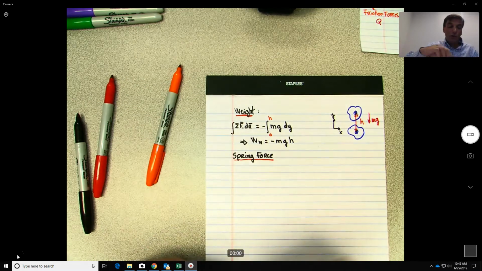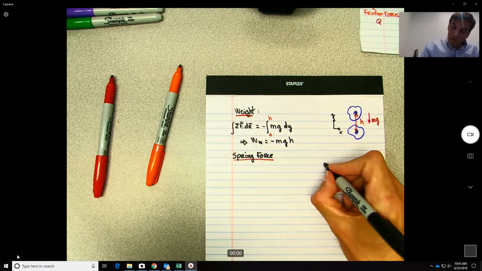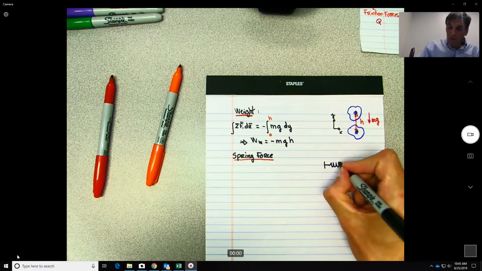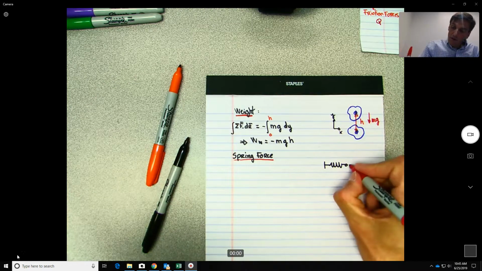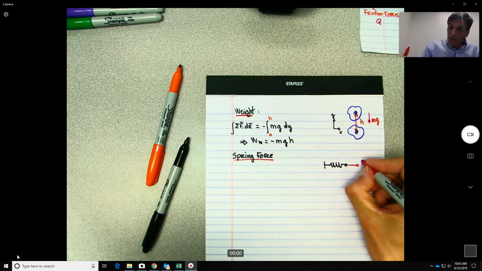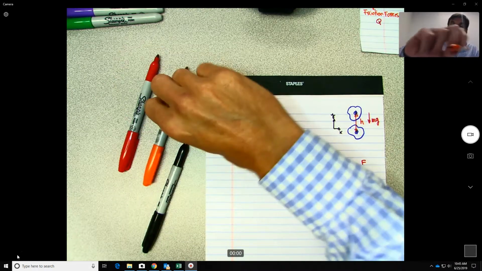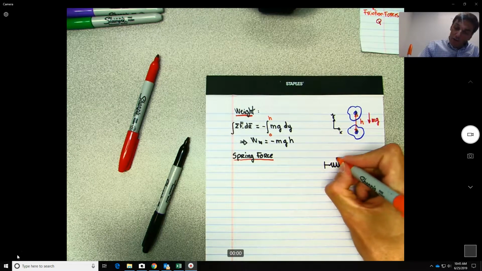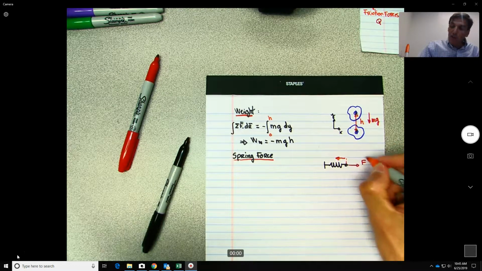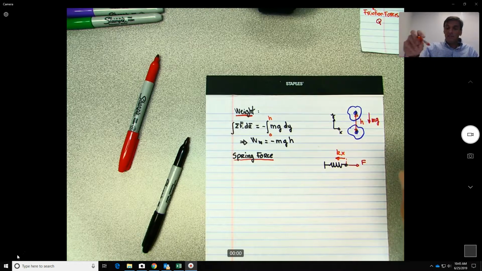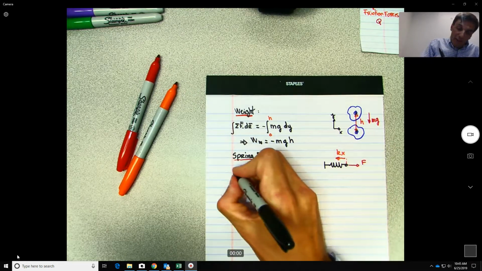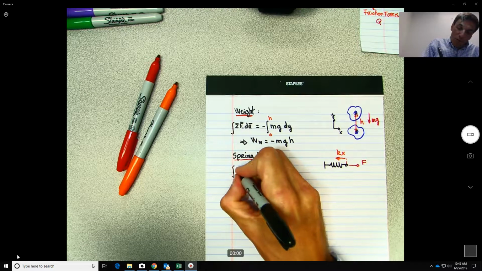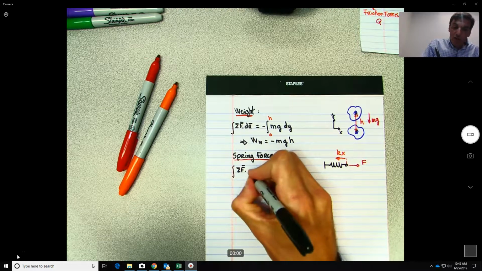So again, let's do a quick figure. We have a spring. Let's say you apply a force. You know the spring will always create a force against the natural force, which is equal to kx. Okay, so in our case, we do the same thing. What would be the work done by the spring force?